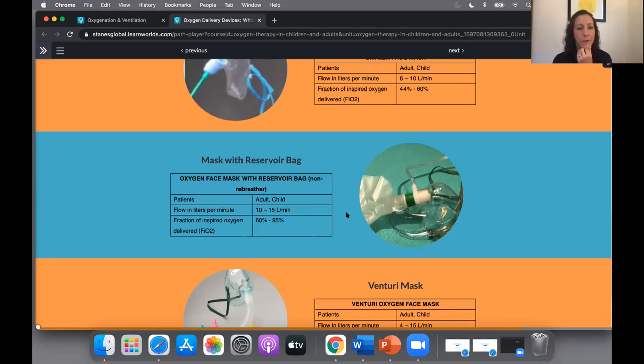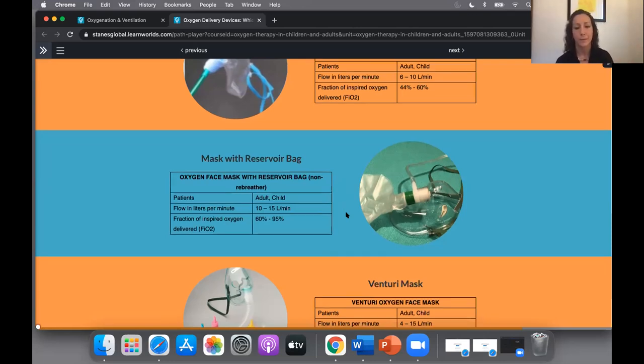The reason I'm spending so much time on the non-rebreather reservoir bag oxygen mask is because it's the highest level of oxygen that you can deliver using a low flow device.